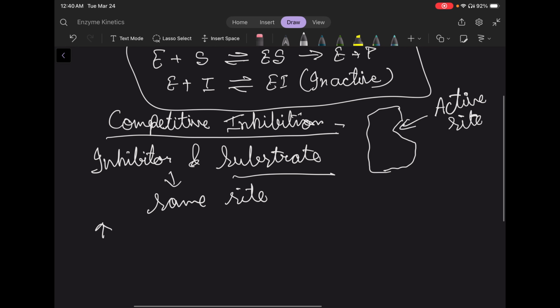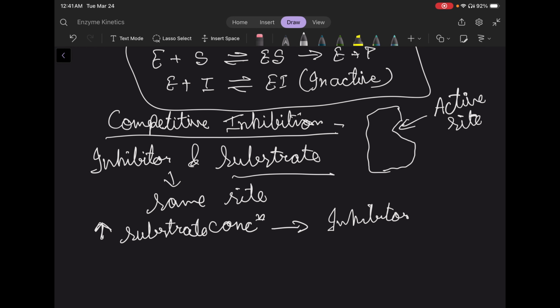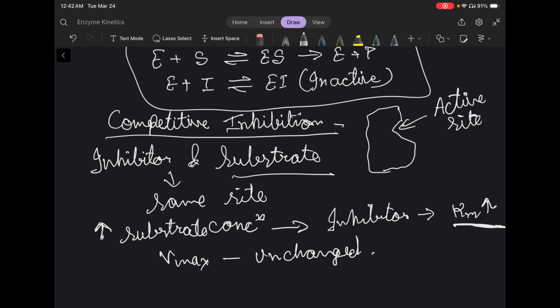If we increase the substrate concentration, then the substrate can outcompete the inhibitor. That's why in this case Km is increased and Vmax is unchanged. This is the main point. Km increases because it needs more substrate to reach half Vmax.